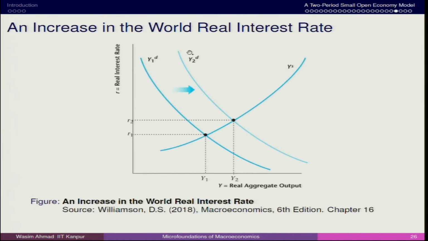Now, here we have an increase in the world interest rate. Once we have the increase in world interest rate, it becomes important that earlier you were at R1, here you have the output supply curve. Because of this increase in the world interest rate, what typically happens is that you have more of the earnings coming from abroad.